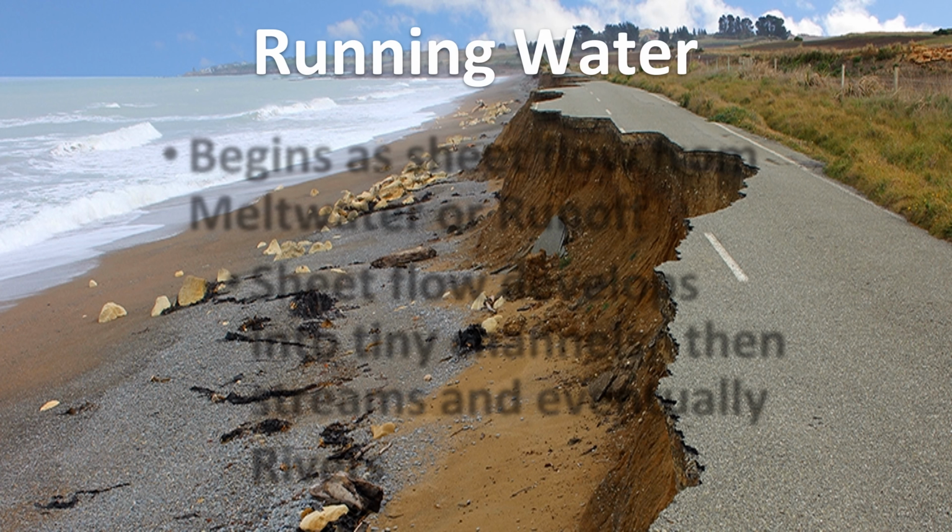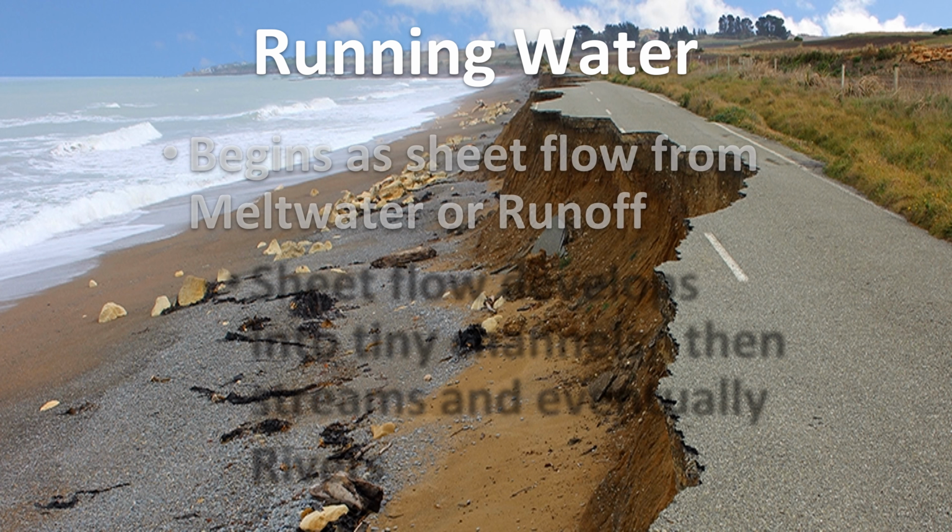Now, when we talk about running water, we have to understand, where does this water come from? All rivers and streams, whether it be the Amazon or the East River, are going to begin as what we call sheet flow, and that is all going to come from what we call meltwater or runoff. Meltwater is when you get a glacier or an ice cap or just a very large pile of snow that begins to melt and the water starts to flow out of it in liquid form instead of the solid form it was in before.